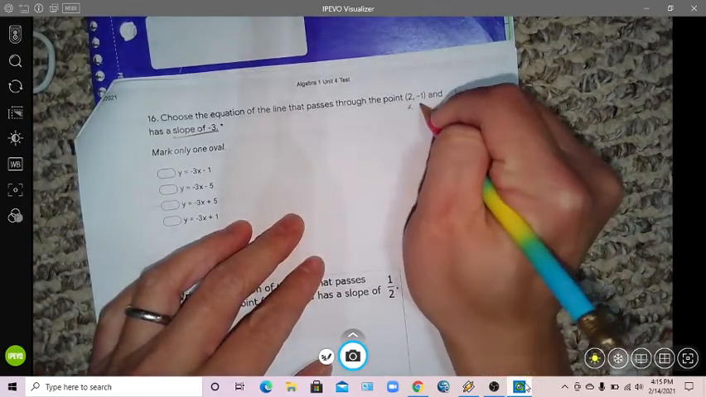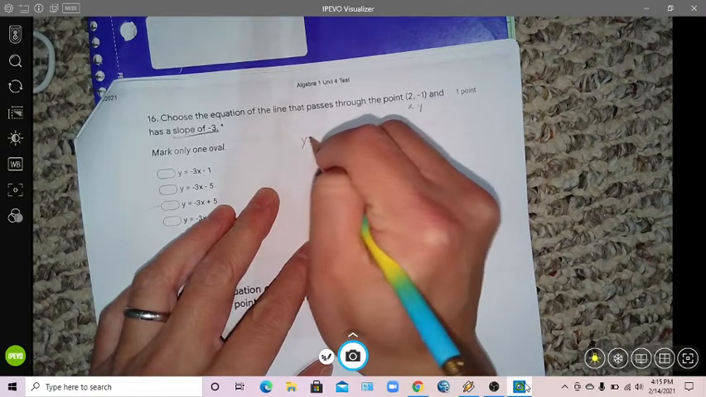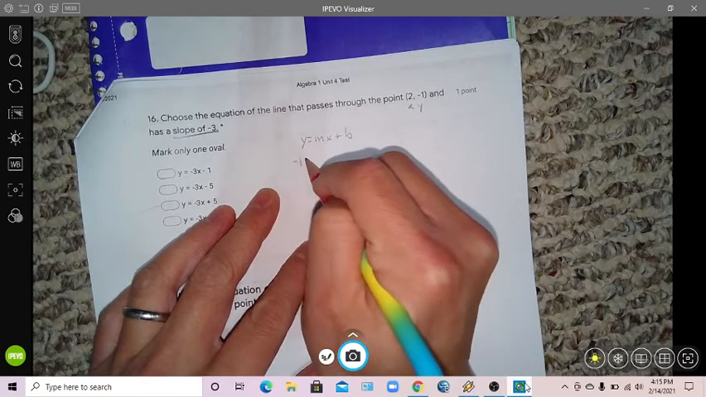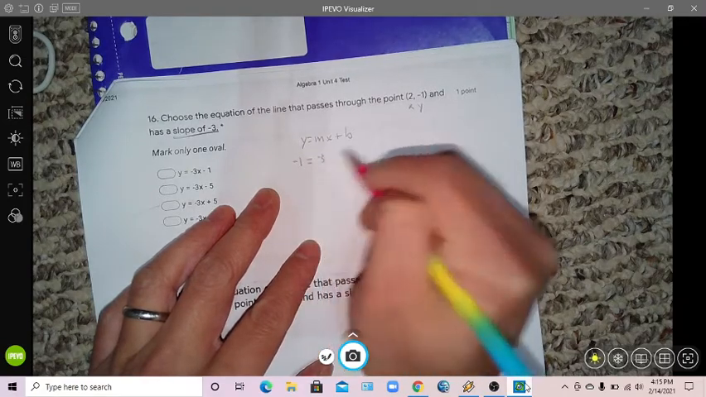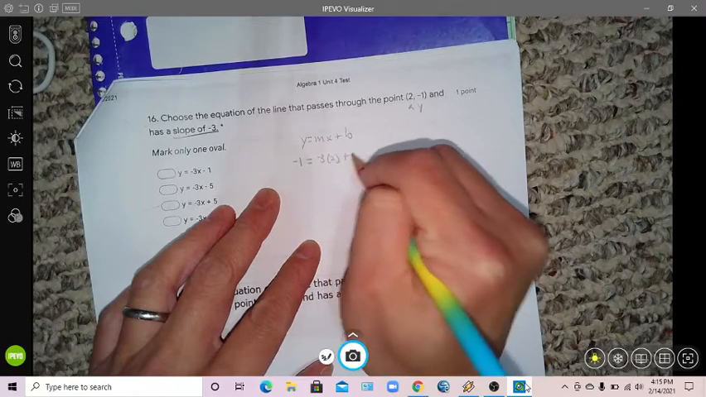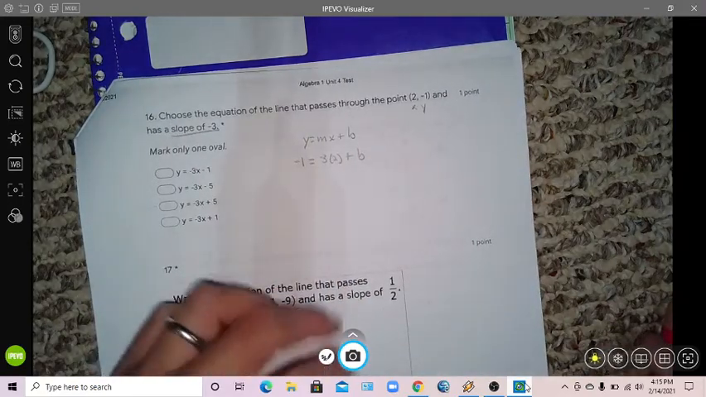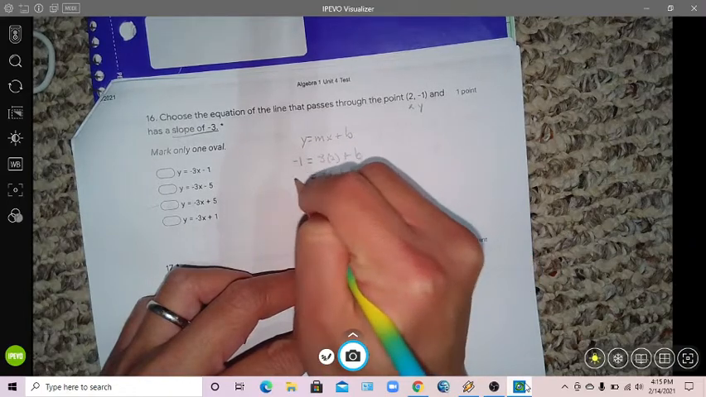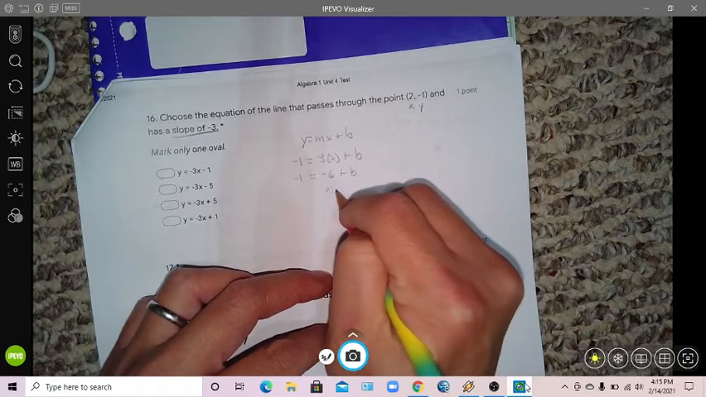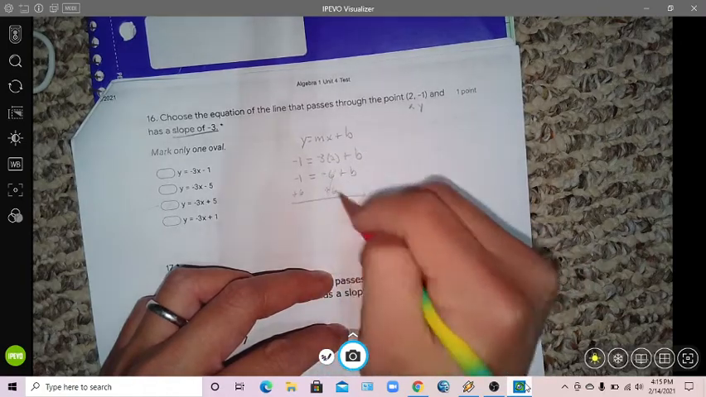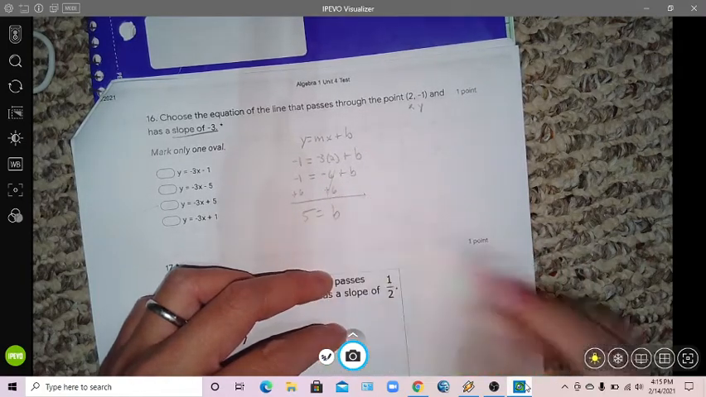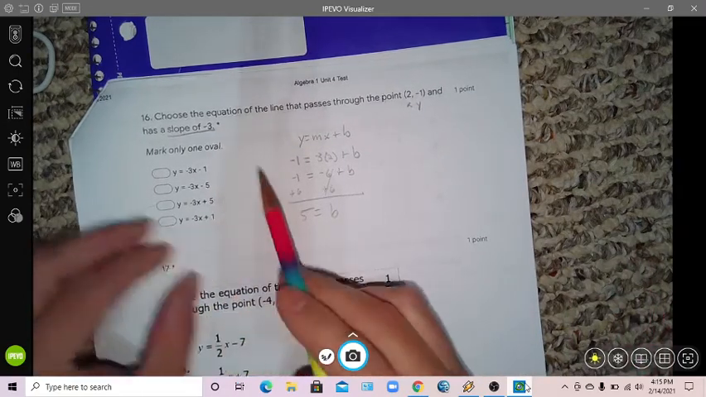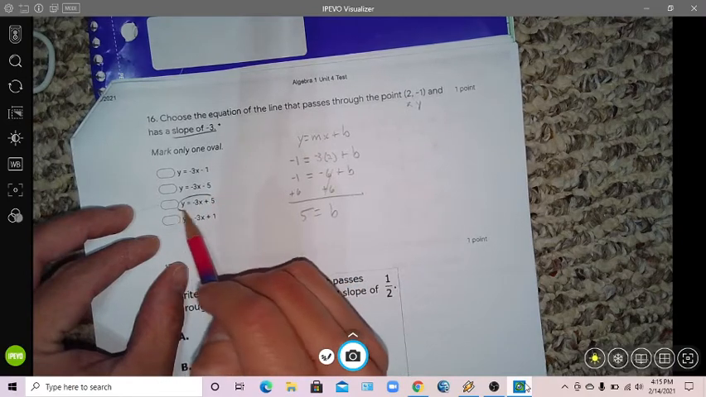Here's our x, here's our y. Y equals mx plus b. Y is -1 equals, the slope is -3, x is 2. Alright, now we can find out our b. So I have -6 plus b equals -1. I'm going to add 6 to both sides. It looks like b equals a positive 5. So I want y equals -3x plus 5.